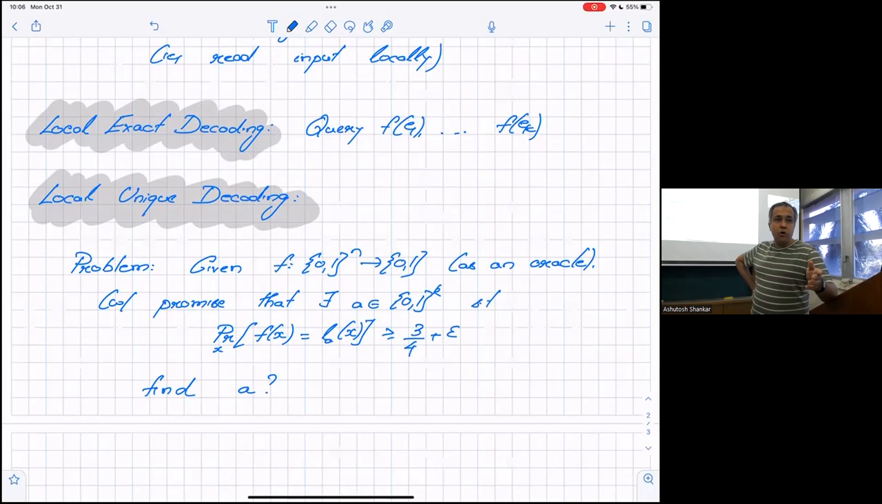It would be great if I could make this algorithm efficient in running time. By the way, this is a big open question. If I have time, I'll talk about this at the end of the lecture. We don't know how to make this efficient.